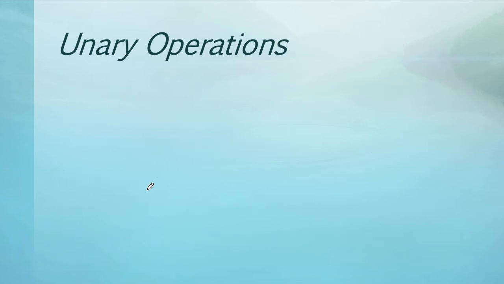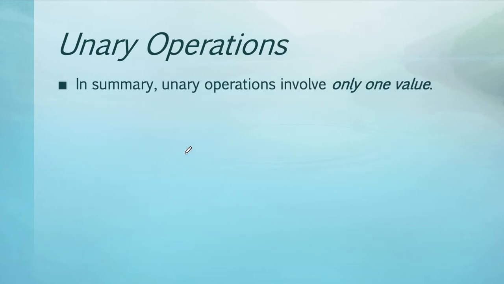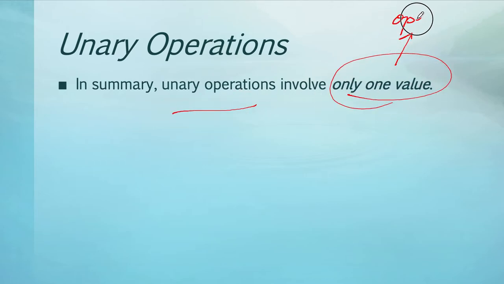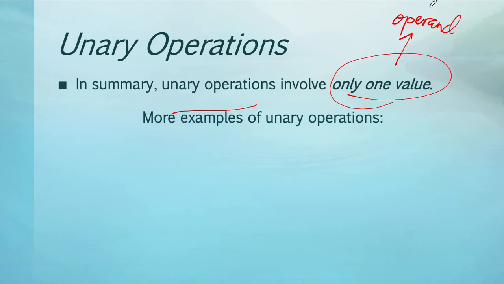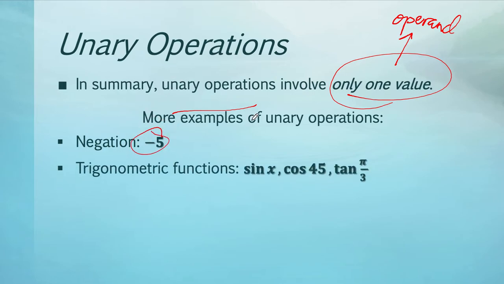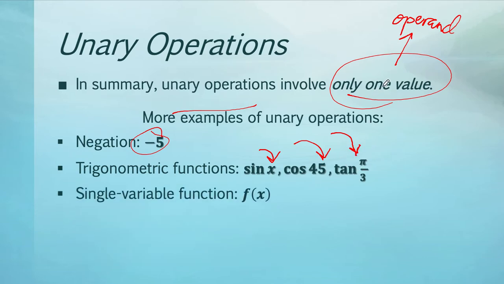Just remarks on unary operations. Unary operations involve only one value, which we call the operand, right? One operand. So, more examples of unary operations: negation, and the trigonometric values we have discussed. Sine x only needs one value. Cosine 45 and tangent pi over 3 only need one operand. Single variable functions only have one operand.